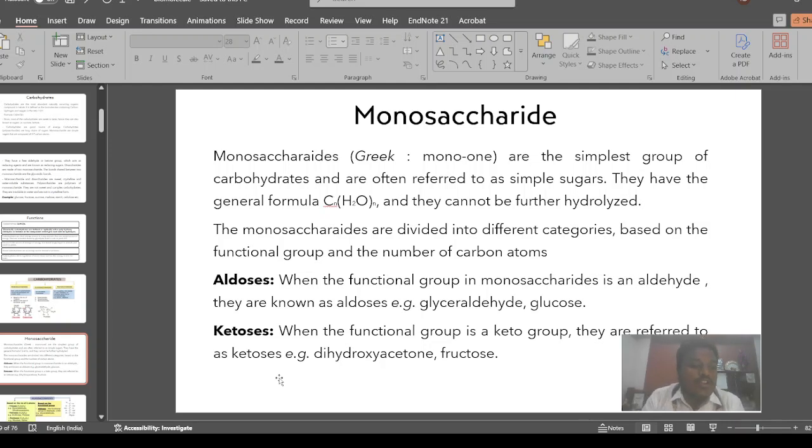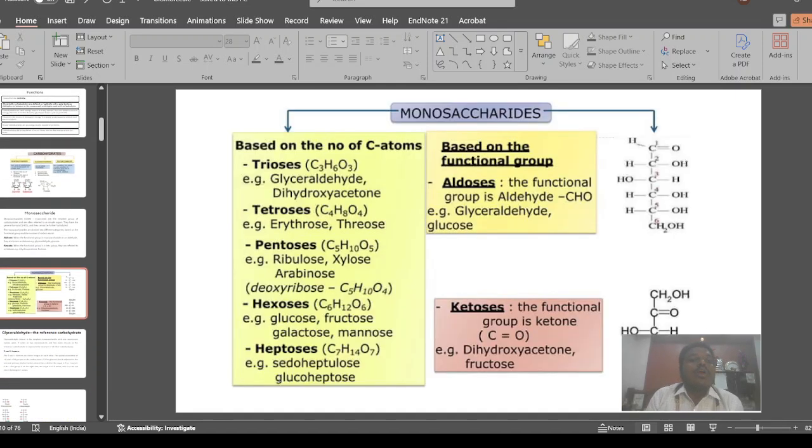If we talk about the functional group, first is aldoses. When the functional group in the monosaccharide is an aldehyde, they are known as aldoses. Examples are glyceraldehyde and glucose. Whereas ketoses means the functional group is a ketone group. Examples are dihydroxyacetone and fructose.